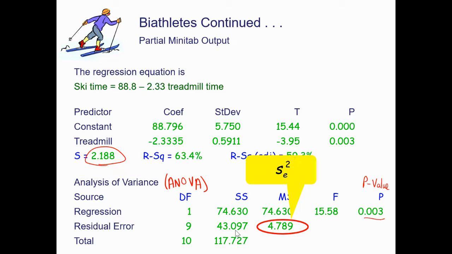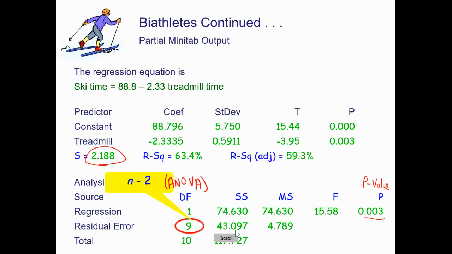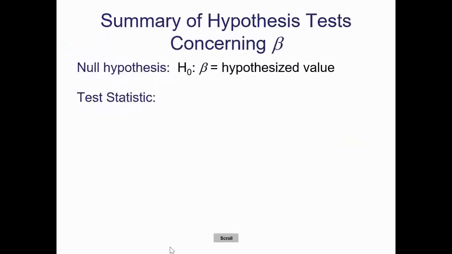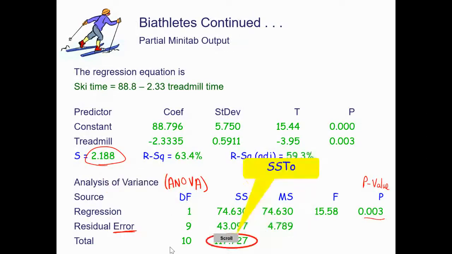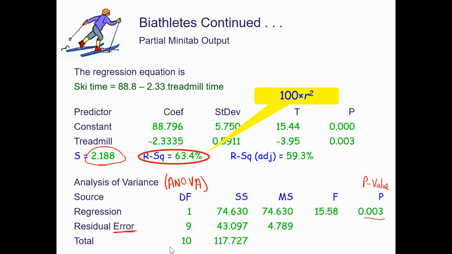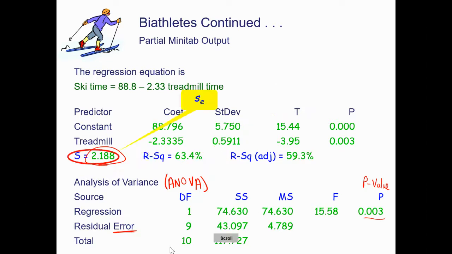Okay, so we've talked about the output. Oh, I forgot to mention the 9 under the degrees of freedom here. That's our n minus 2 degrees of freedom. So the degrees of freedom on your error is the appropriate n minus 2. Okay, let's go back and work through that example we skipped now that we know where to get our numbers from the output.